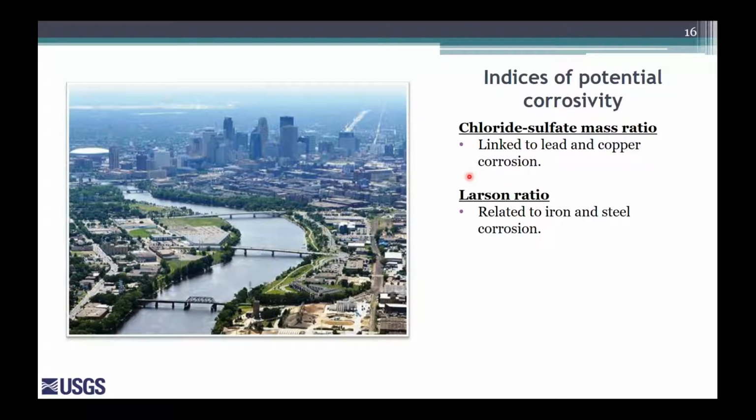The chloride to sulfate mass ratio has been linked to lead and copper corrosion, and it acts by promoting galvanic corrosion. Galvanic corrosion occurs when two dissimilar metals are in contact. And so this is most important in systems that have had partial lead service line replacement, so the pipes made of two different metals come into contact with one another. And it can also happen when lead-containing solder is in contact with copper plumbing. And this is probably a more common situation overall.